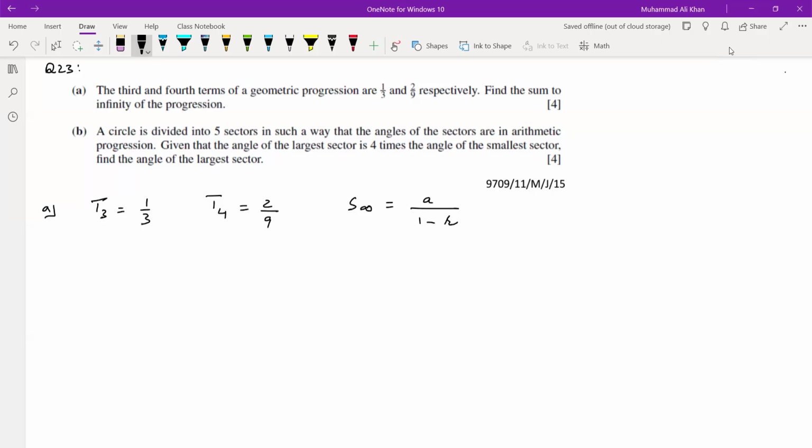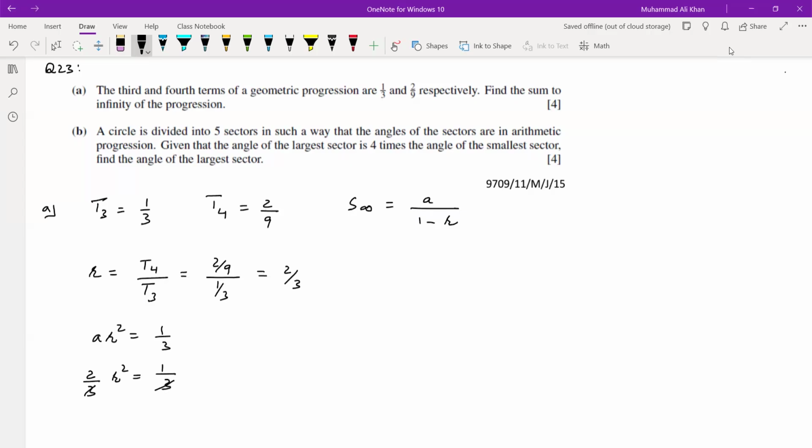सुनिएगा बेटा, T3 and T4 आपको गिवन दी गई, रेशो कैसे निकलेगा? T4 डिवाइडेड बाय T3. आपको मालूम है रेशो कैसे निकलता है, सेकंड डिवाइडेड बाय फर्स्ट, थर्ड डिवाइडेड बाय सेकंड, fourth divided by third, and so on. So the fourth term is 2/9, this one is 1/3. What is the answer? 2/3 is the result. After that, T3 is 1/3, so I'm writing AR squared equals 1/3.